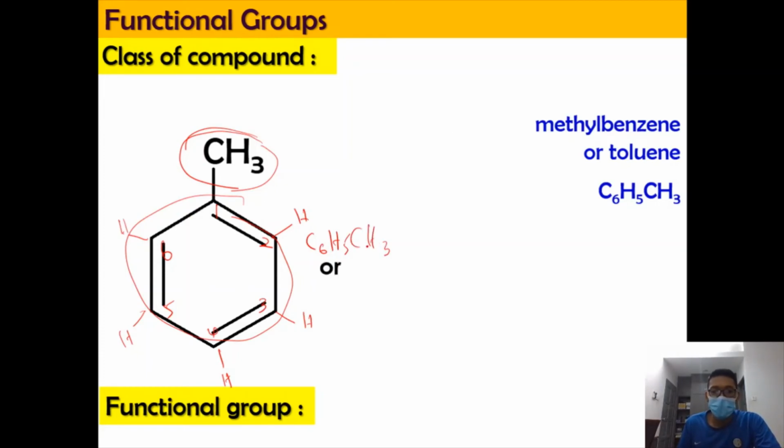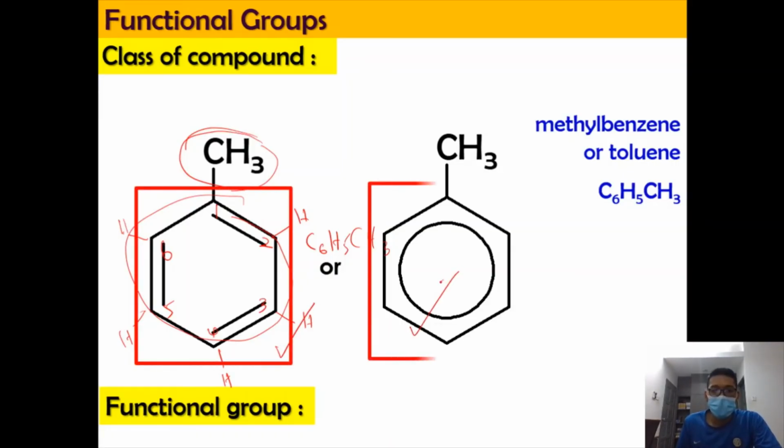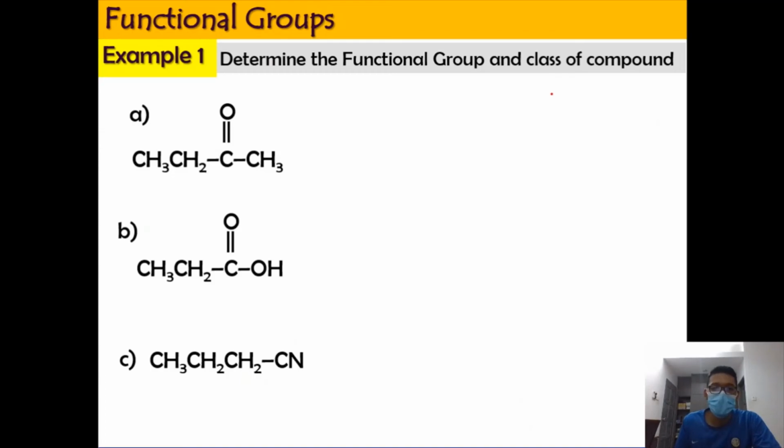You can write it with double bonds at 3 different sides, or you can write it in terms of a circle. It doesn't matter, both are accepted. As you can see here, the functional group is the benzene ring, or the phenyl group. So the class of the compound is going to be an aromatic or arene.